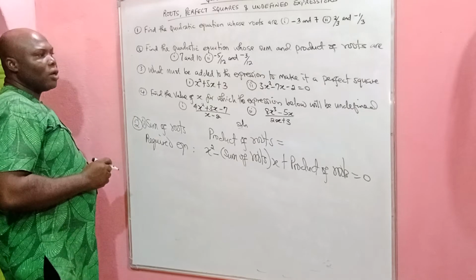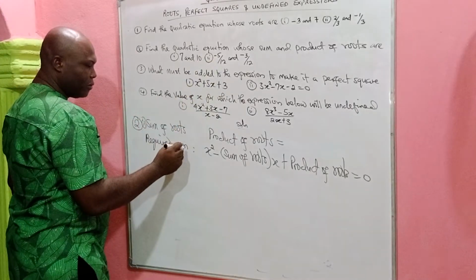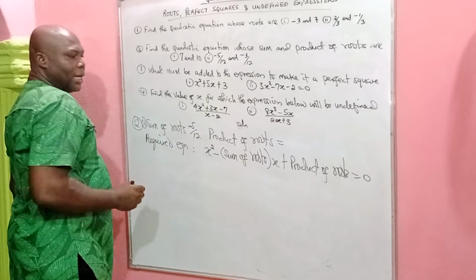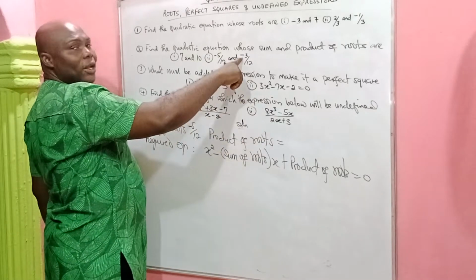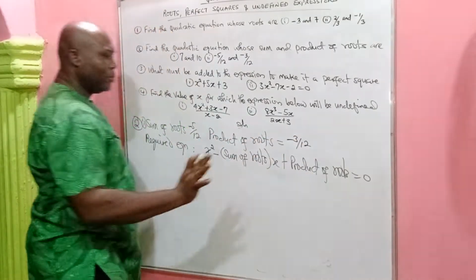So we should find the quadratic equation whose sum of roots is minus 5 over 12. So the sum of roots is minus 5 over 12, and then the product of roots is what? Minus 3 over 12. As simple as that. So let's go.